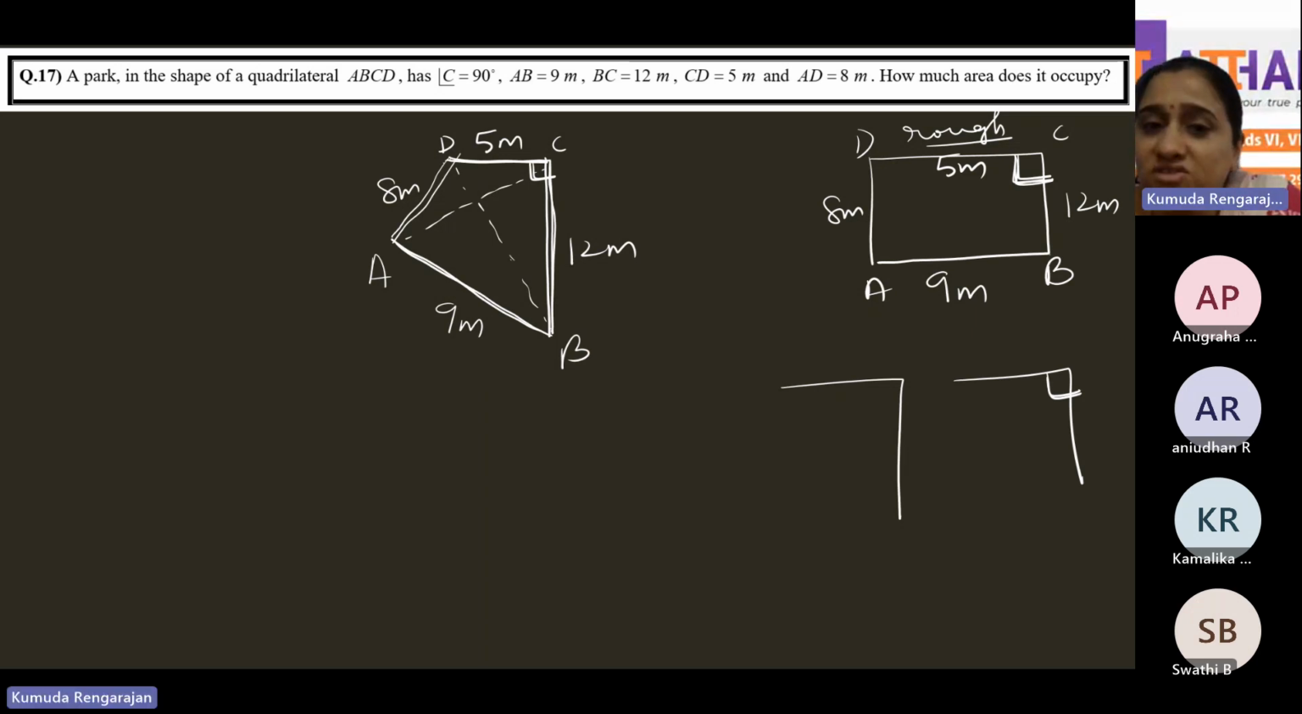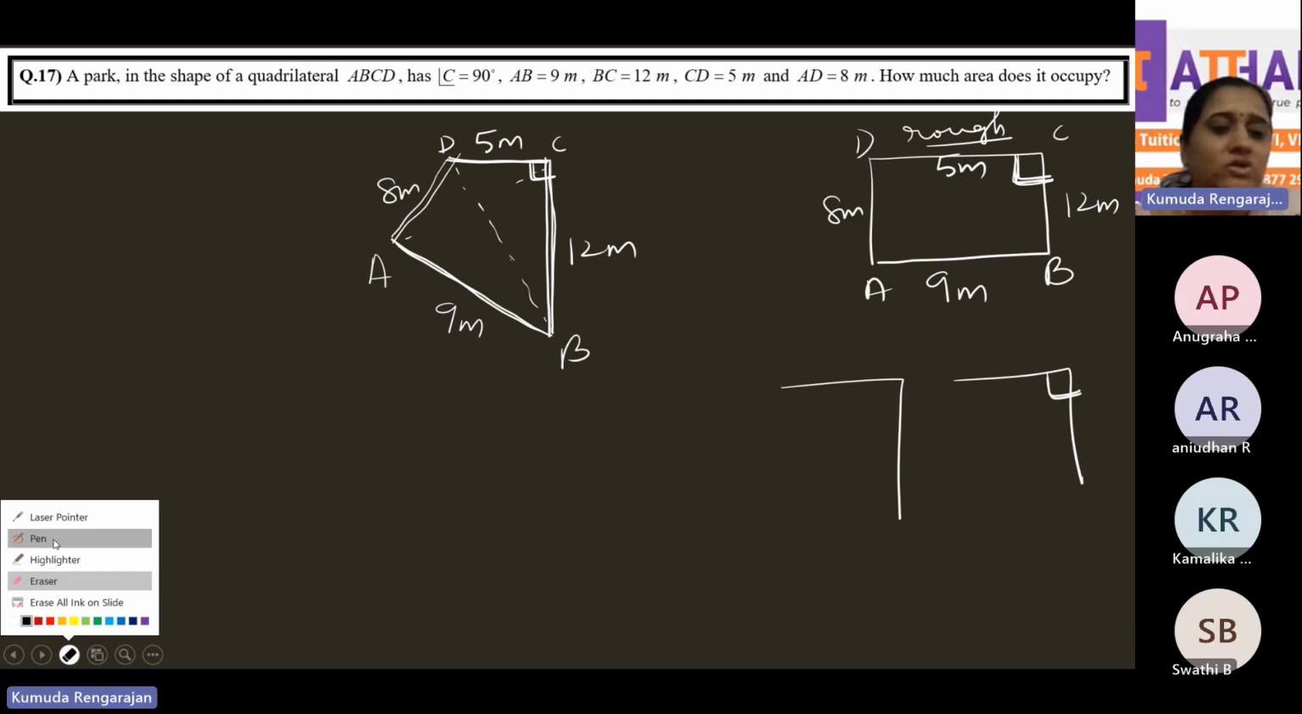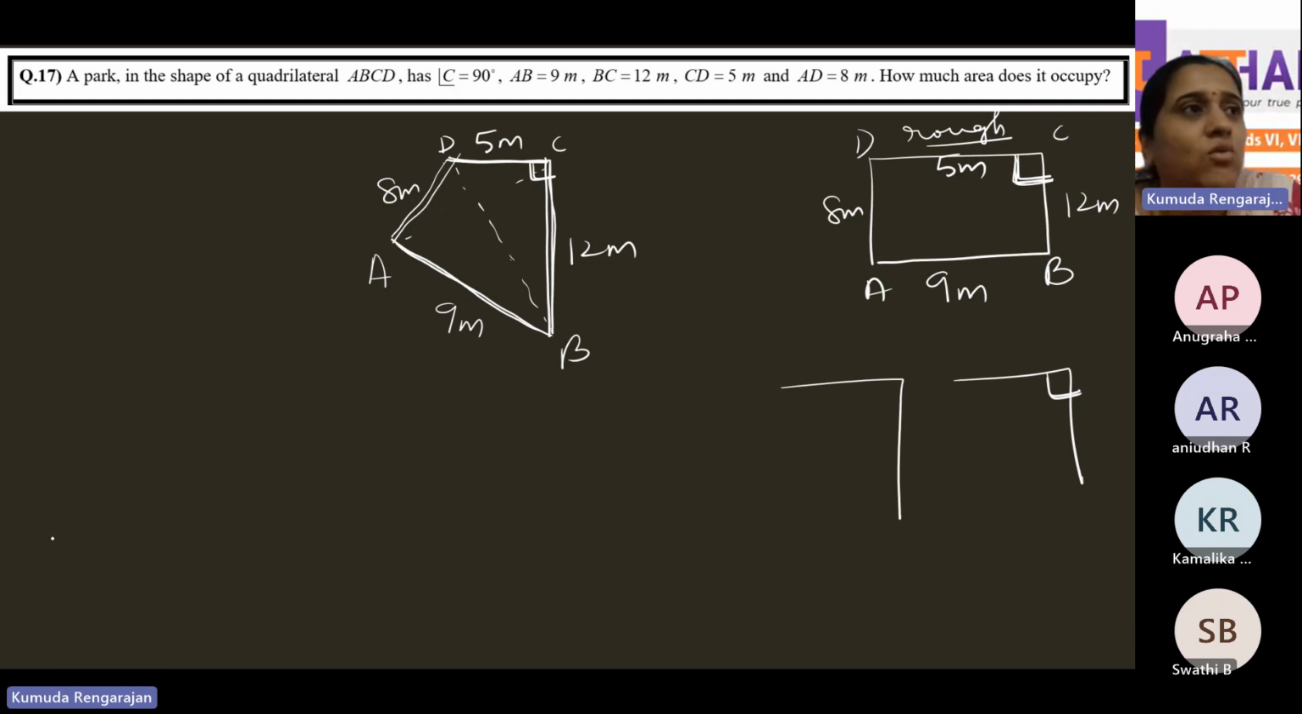Don't join the diagonal which is disturbing the right angle. AC is hitting the right angle. See here, when you join AC, it's disturbing the right angle. Don't join AC then. So you must say join BD. What should you say? Join BD. Why should you join BD? Because you're dividing the quadrilateral into two triangles. Now we have two triangles, this one and this one.